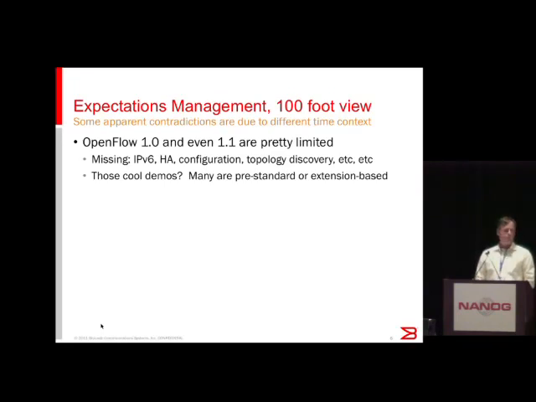OpenFlow 1.0 and 1.1 are pretty limited. 1.2 has added some stuff, but it also has gaps. IPv6 was missing from those first two versions. There's a little bit more in 1.2. High availability is not part of the spec. People have implemented it, but it's outside or beyond the spec. Configuration is now coming up to speed, but it wasn't in those early ones, and topology discovery, and you can go on. There's just lots of stuff missing.